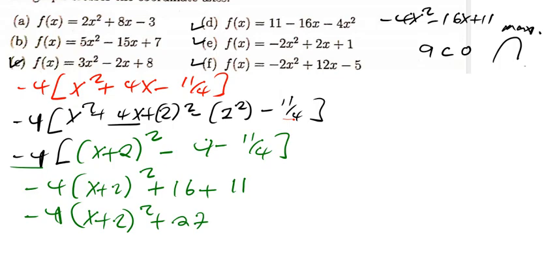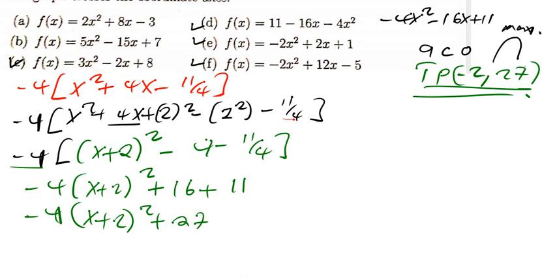So then my turning point is x plus 2 equal to 0. So x will be equal to negative 2. So it's negative 2 comma positive 27. That's the turning point. Now after finding the turning point, what's the next thing?